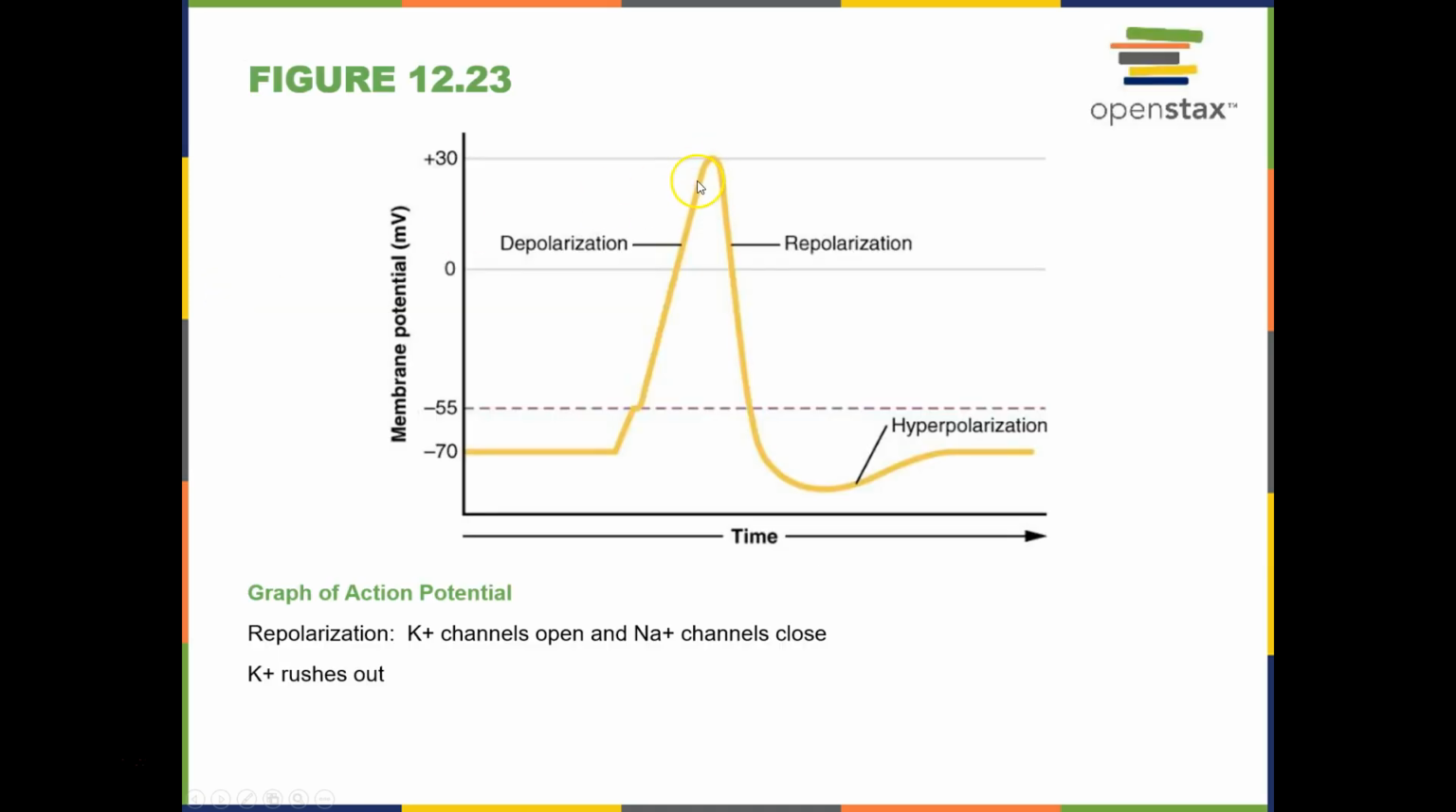So here, sodium-gated channels have opened, sodium rushes in, and then sodium channels close, potassium channels open a little slower, potassium rushes out, and this brings us back to that -70 millivolts. And sometimes more potassium leaks out than sodium leaked in, and that causes a hyperpolarization.